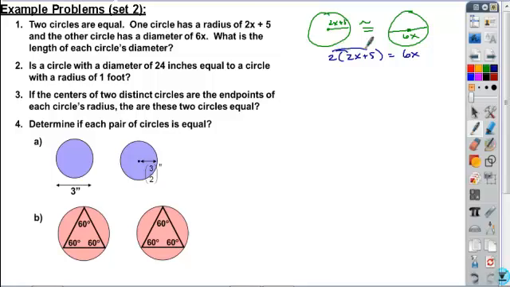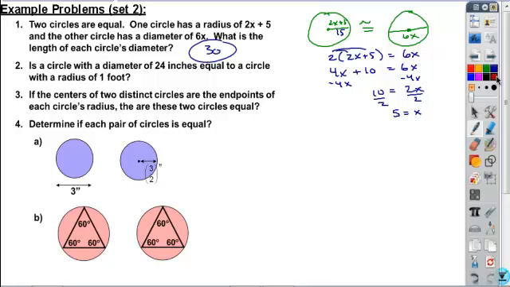In that particular case, we could solve our equation. 4x plus 10 is equal to 6x. Subtract the 4x. 10 is equal to 2x. Divide by 2. We get x is equal to 5. So if it asks you what's the length of each diameter, well, the diameter is 6 times 5, so we get 30. Now we can confirm that with the radius measurement. 2 times 5 is 10, plus 5 is 15, which means if its radius is 15, the diameter will be 30. It confirms that that's the right answer.